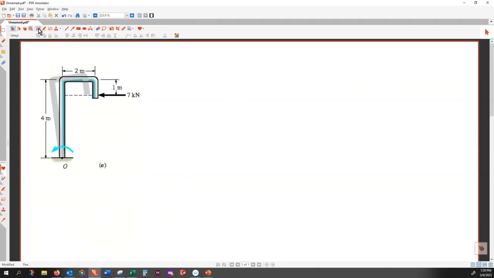Rotational effect of 7 kilonewton with respect to O. That is 7 kilonewton. And what is the shortest distance between this force and point O? Is this one? Yes, well done, Nguyen. And why is this 3? Because you extend that one, and from here to here, the normal, that is not 4, this is not 1, this is not 2. That is 4, take away 1, which is 3.